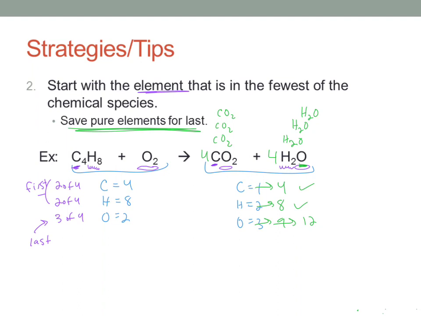So I need 12 oxygens altogether on the left-hand side. These come in 2s. If I need to get up to 12, I just need to put a coefficient of a 6 in front because 2 times 6 is 12.